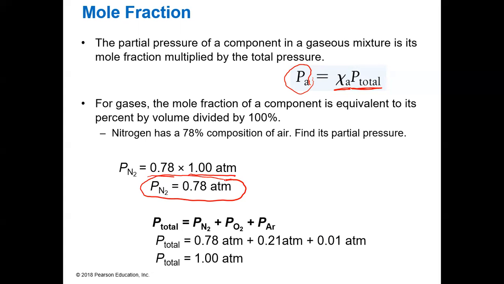I would get the partial pressure of nitrogen. Another way they showed down here is you solve all the partial pressures and add them together. They should equal your total pressure. It's one way to check, make sure you've done everything correctly.